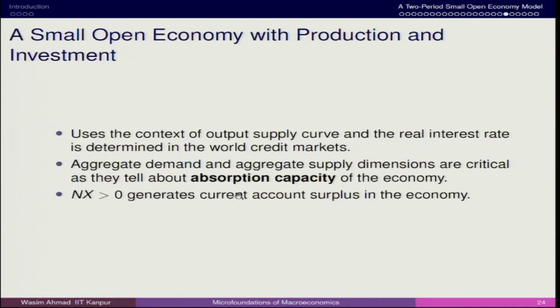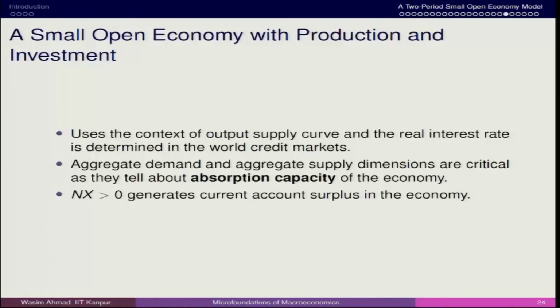Now, what happens if we have a small open economy with production investment? We are going to move toward comparative statics. Default scenarios are quite intuitive to understand from the perspective of how countries are going to react. Here we have a small open economy with production investment, and we are talking about the adaptive capacity. Going by national income accounting, Y is equal to C plus I plus NX.